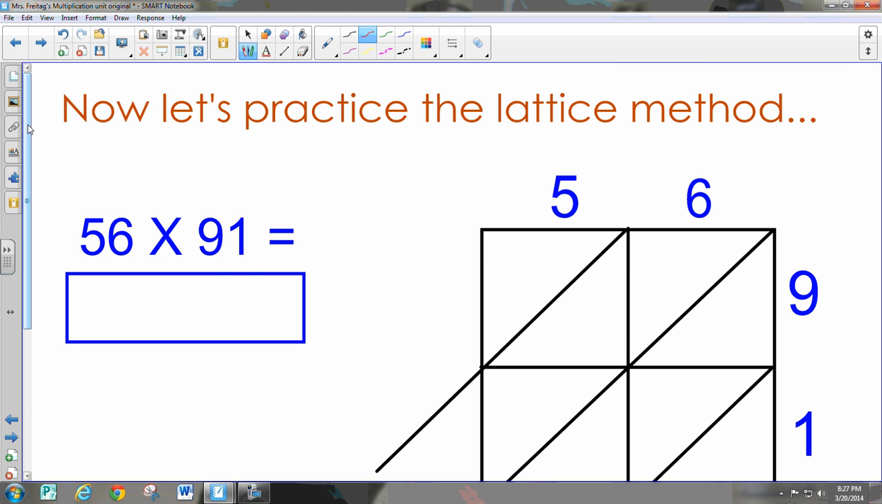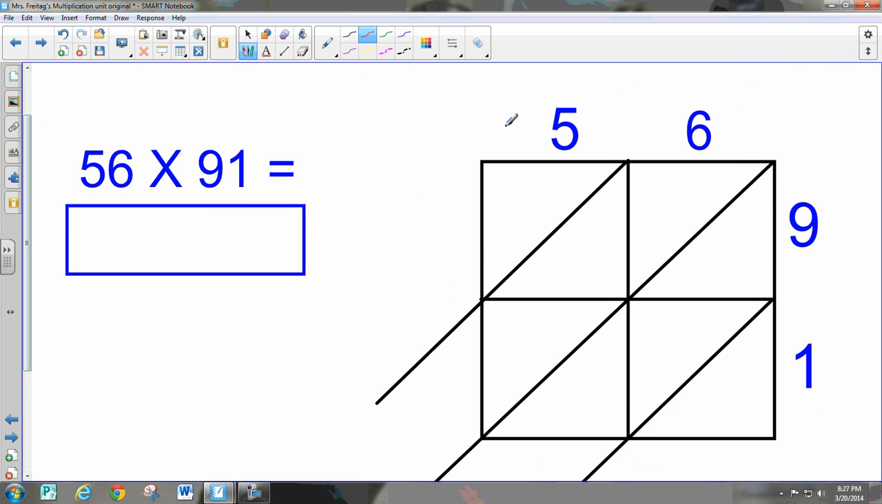Let's try another example. 56 times 91. So again, here's our 56, 91. 6 times 9 is 54. 6 times 5 is 45. Again, notice how I break up the numbers. Then I go to my bottom. 6 times 1 is 6, so we have to write 0, 6. And 5 times 1 is 5, so we will write 0, 5.